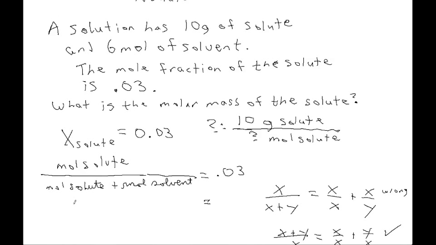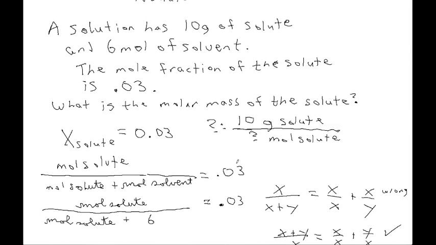So then it would be moles of solute over moles of solute plus 0.6 moles of solvent is equal to 0.03. Say again, what number would you plug in here? 0.6. Where did you get that 0... I'm sorry, it's just 6. Just 6, good. And over here? 0.03.